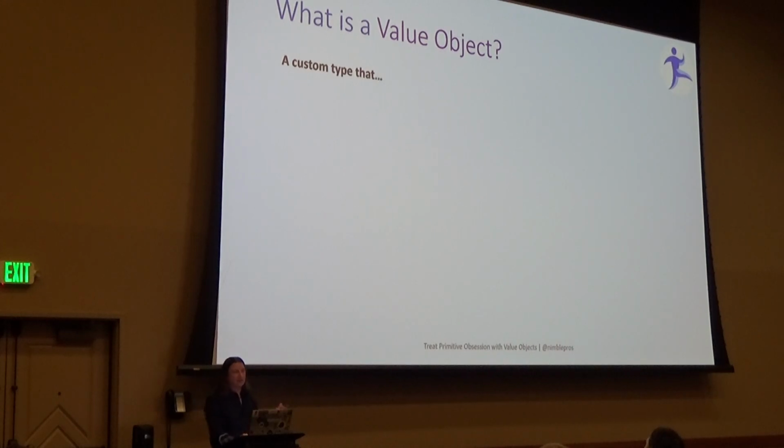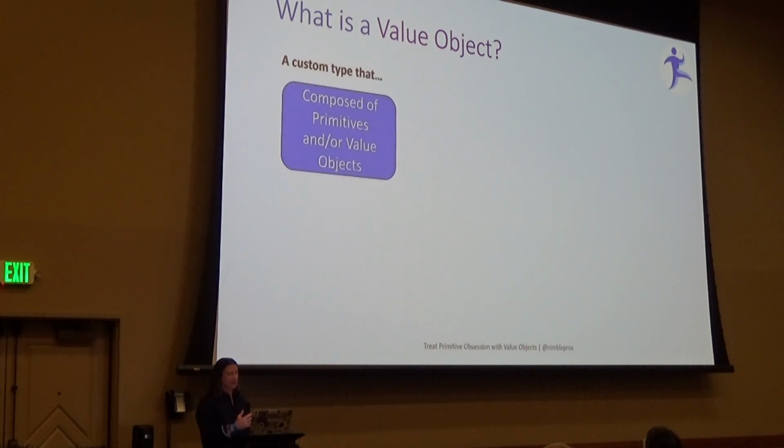So what is a value object? Well, it's a custom type, and it is composed of primitives or value objects. What that means is it will not have a property that is a list of entities off of it, right? Or something that has pointer references to other things. Generally, it's just going to have a few primitives, and that's it. But it can also be composed of other value objects.